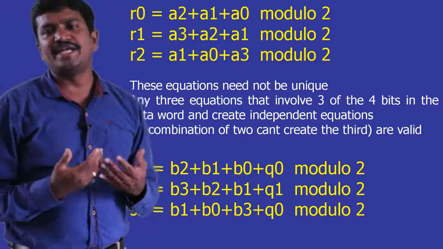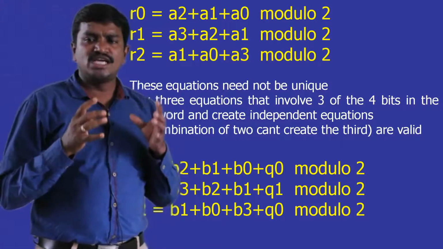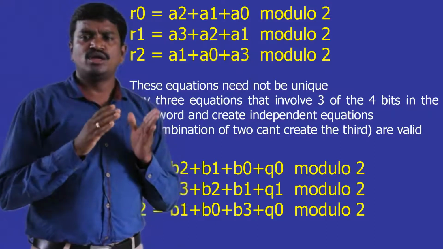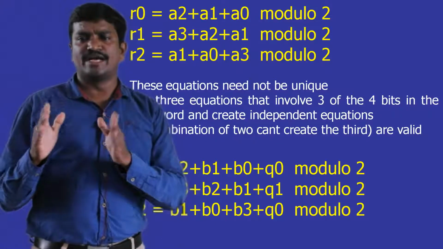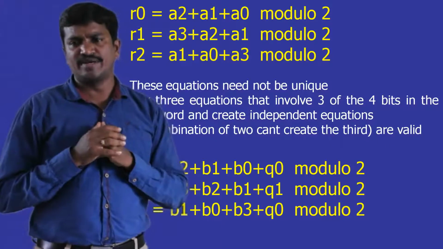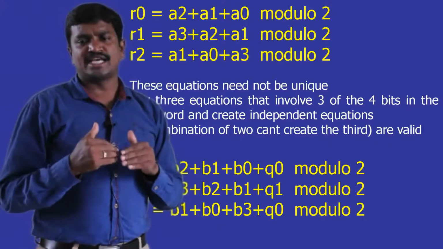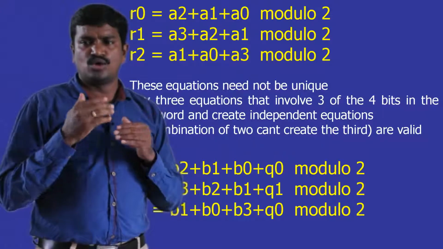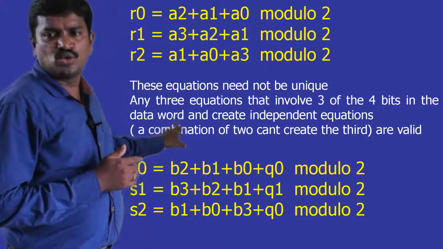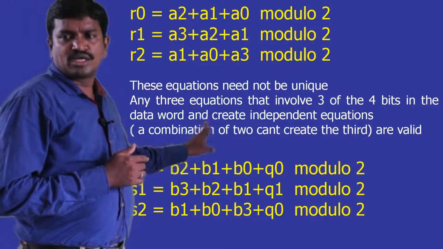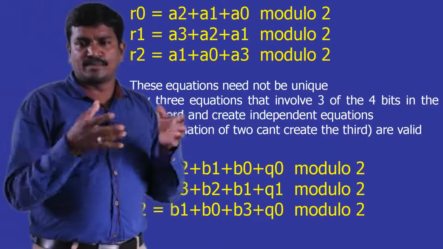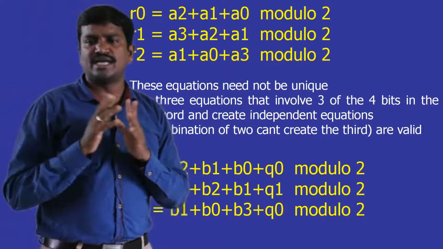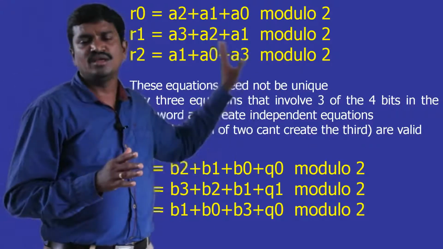our redundant bit equations. So this way the equations are taken in such a way that every equation should involve 3 of 4 data bits, that is one. And second, when two equations are taken, by combining those two or by doing XOR on two equations, we cannot create the third one. That is the principle applied at the receiver side.